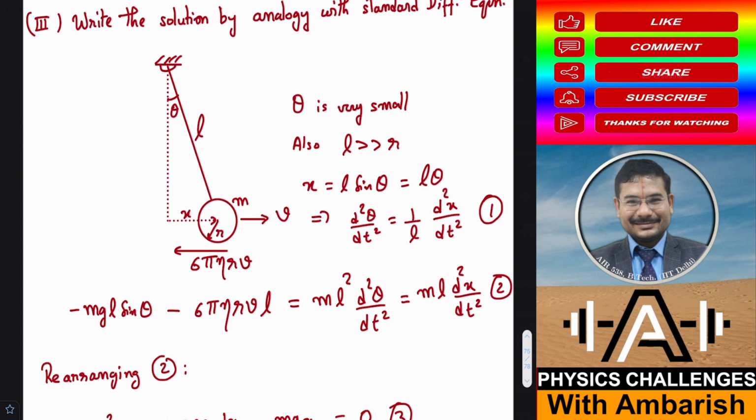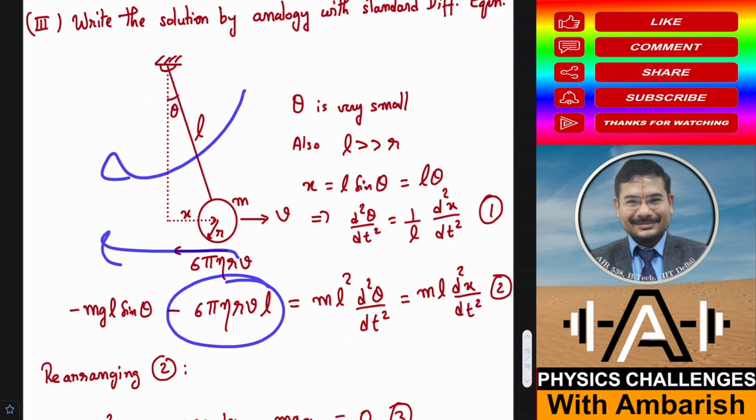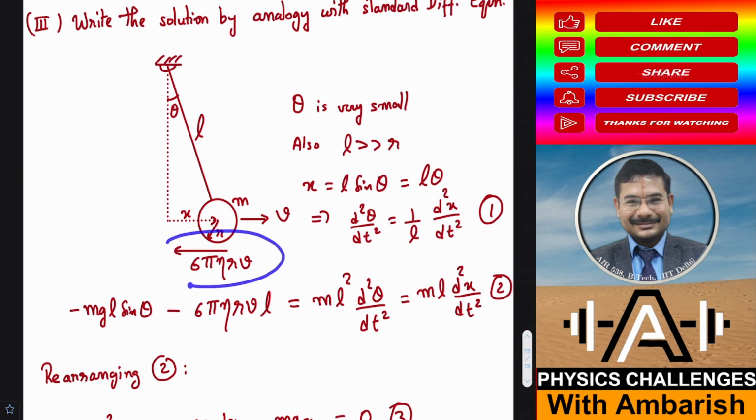So now what's the torque equation? There's a torque due to mg, that is minus mgL sin theta. Why minus sign? Because theta is, as I've shown, in the anti-clockwise direction, whereas the torque of gravity is in the clockwise direction. Similarly, the torque of viscous drag is also in the clockwise direction. So minus 6 pi eta r v, and this distance is L, and theta is small, so no need to think about cos theta. So just 6 pi eta r v into L, and this should be equal to I alpha. Treating it like a point mass, mL squared is the moment of inertia, and alpha is d squared theta by dt squared.